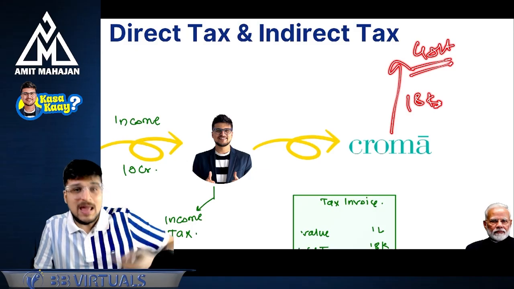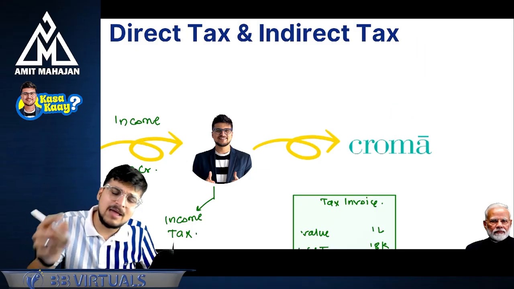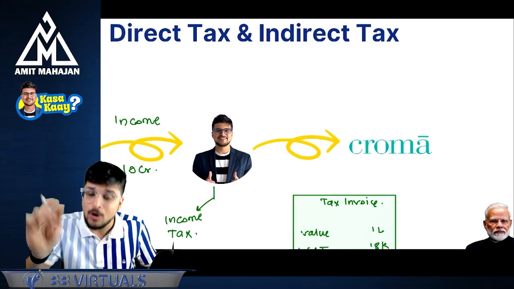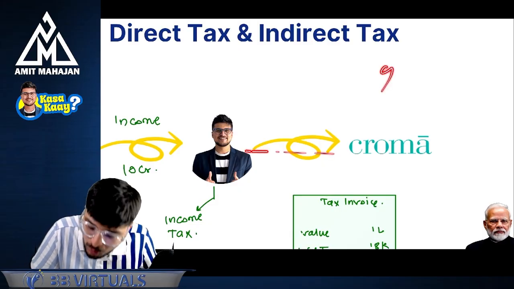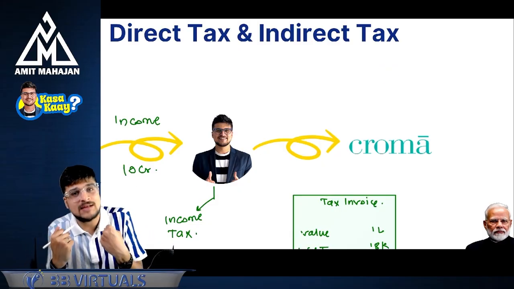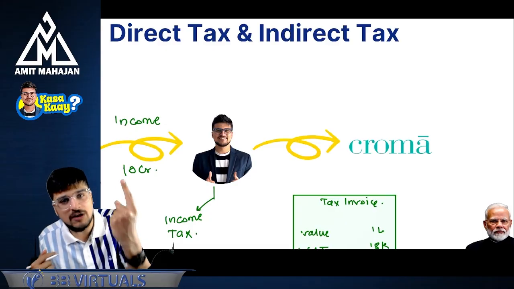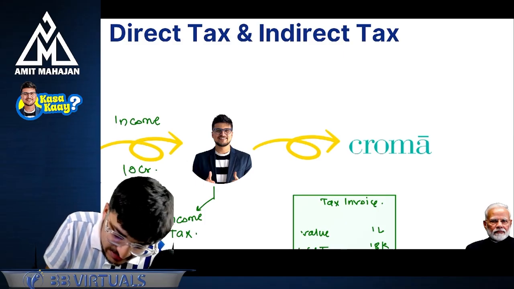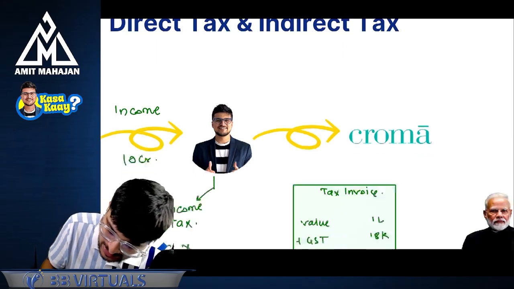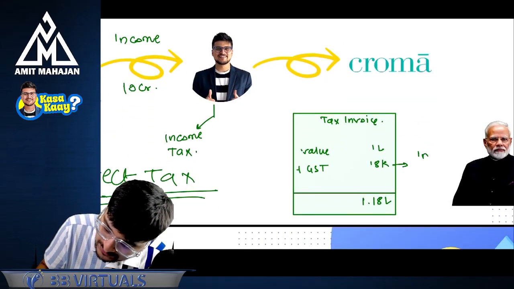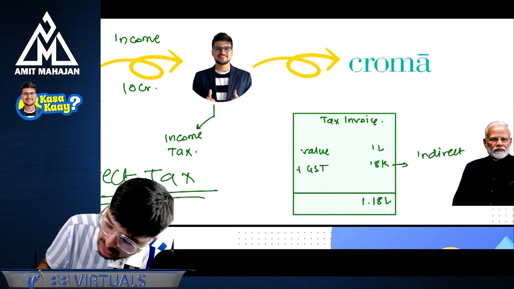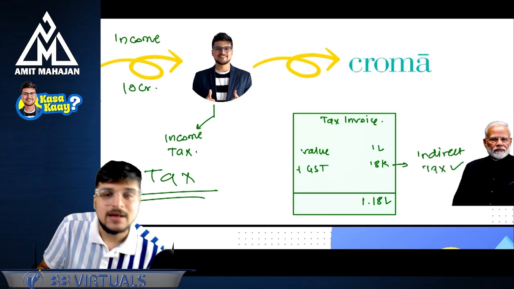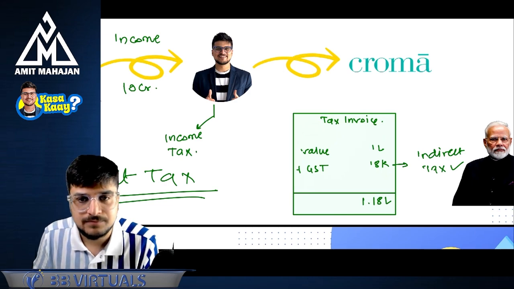Understanding. So, did I pay this GST directly to the government? No, I paid this GST through Chroma. So, I paid this tax of GST to the government, not directly, but indirectly, and that's why this GST is known as an indirect tax. The tax which is paid indirectly to the government is known as an indirect tax.